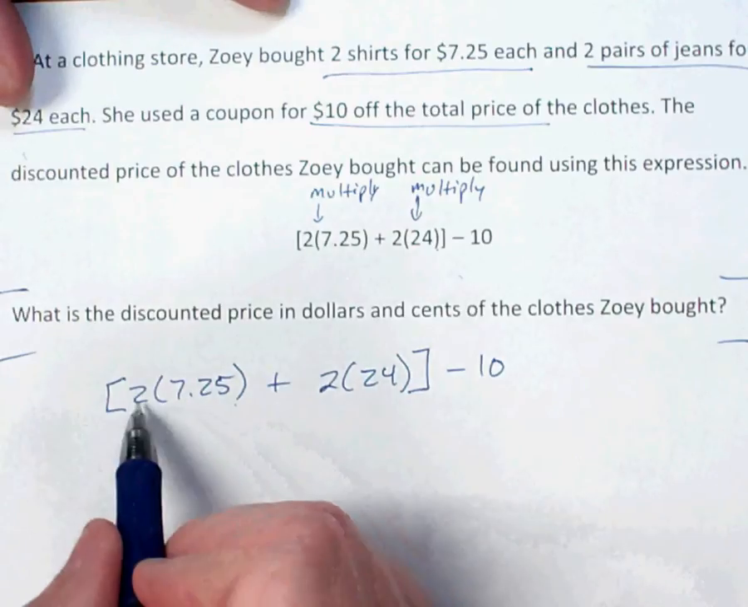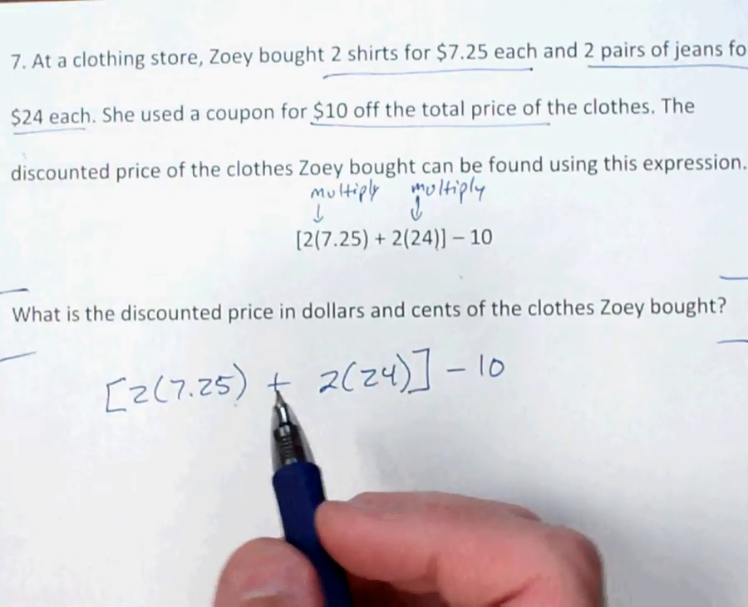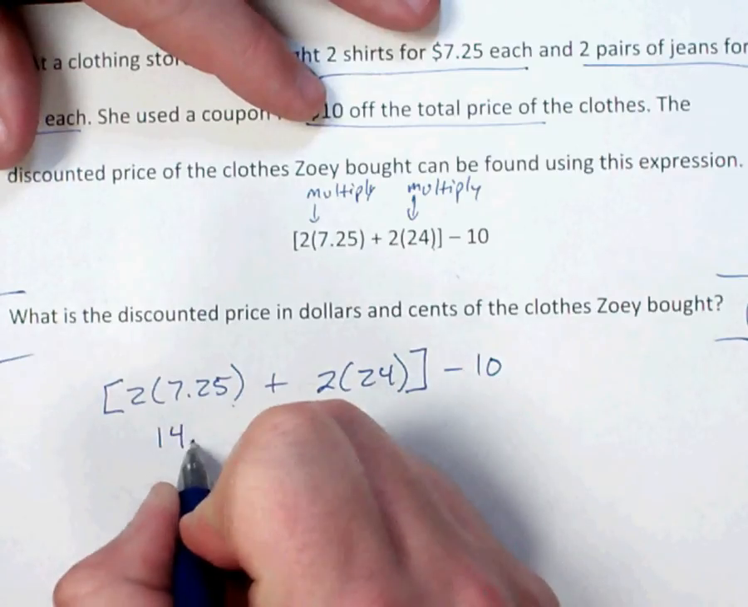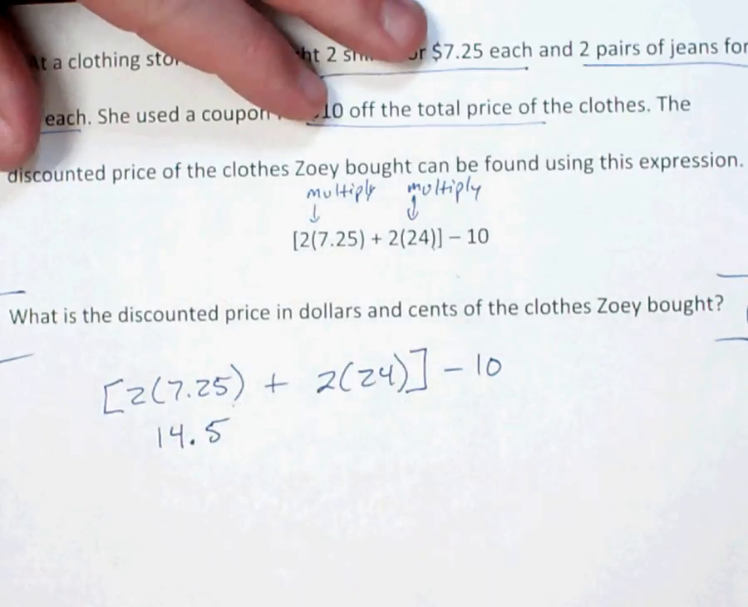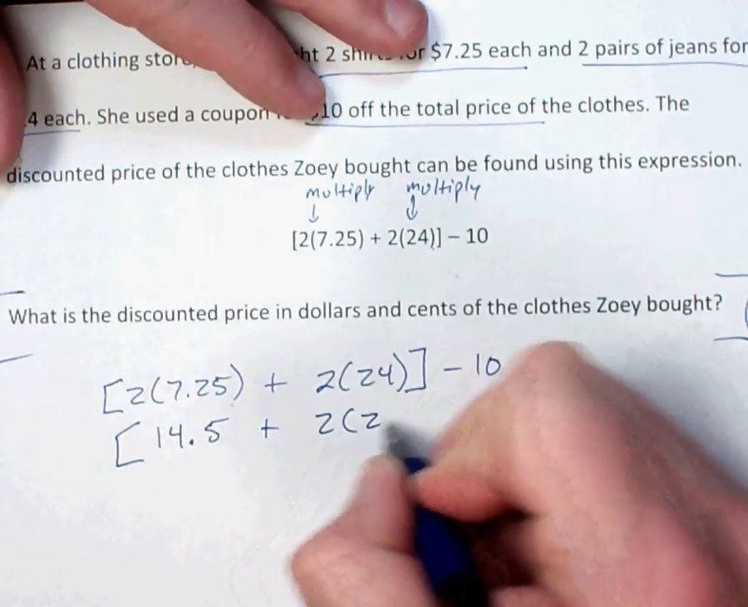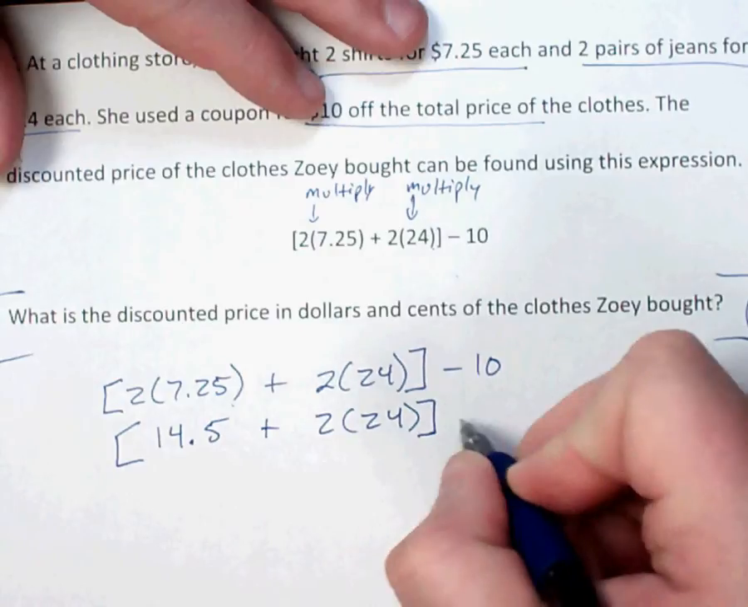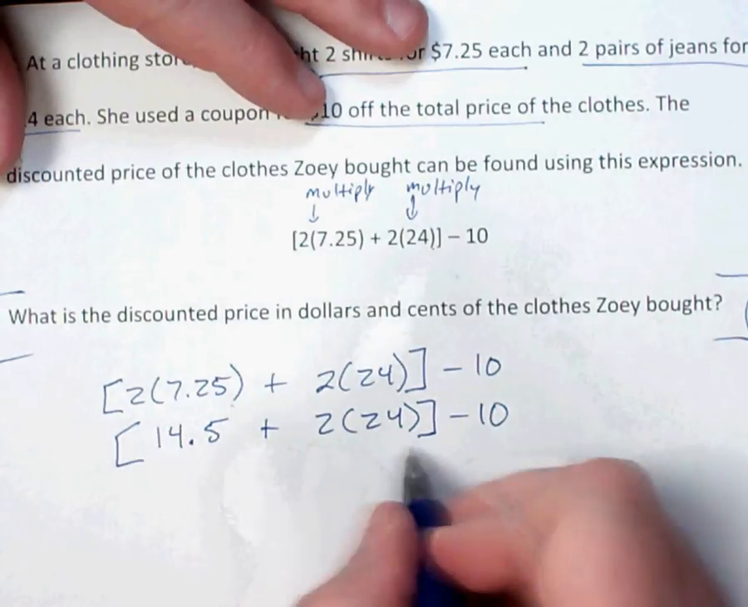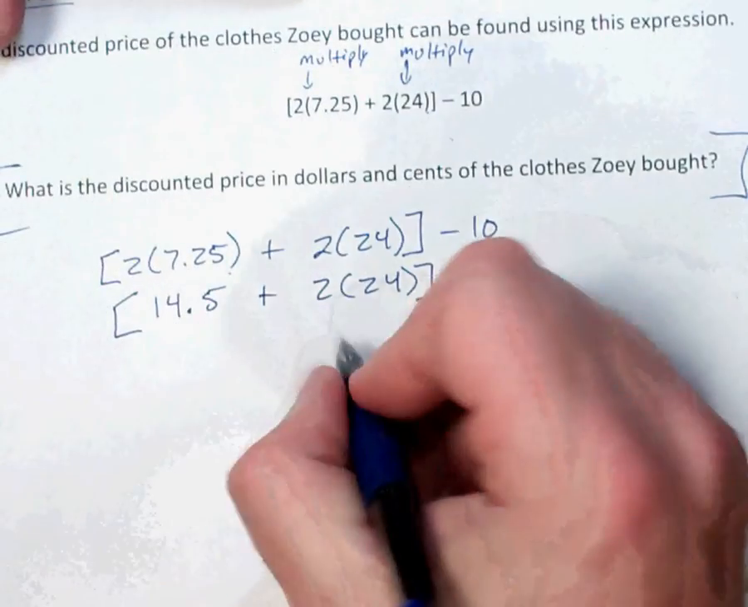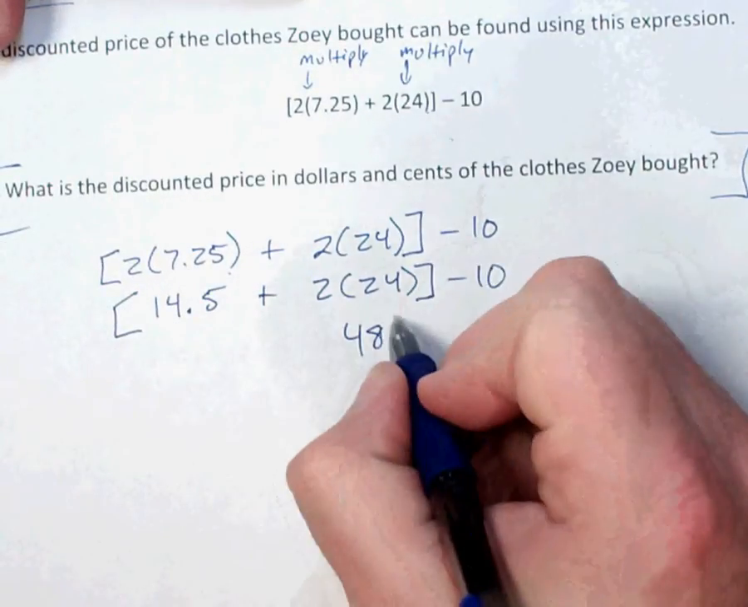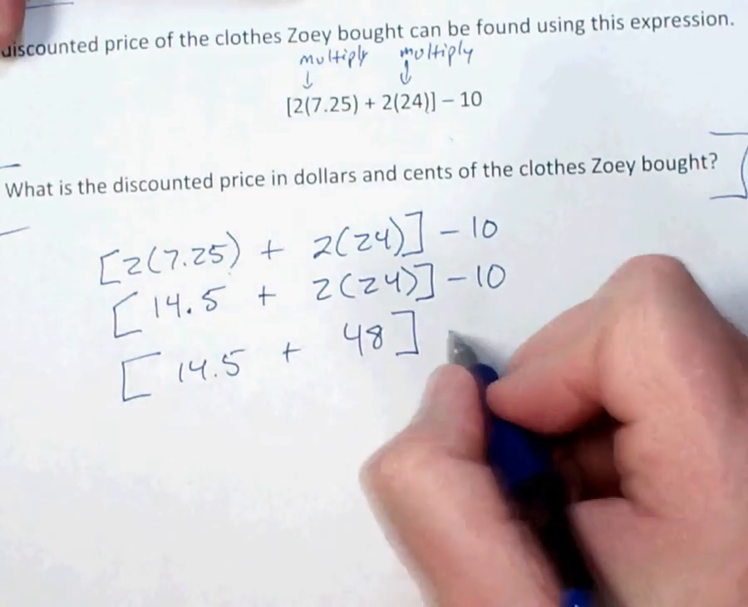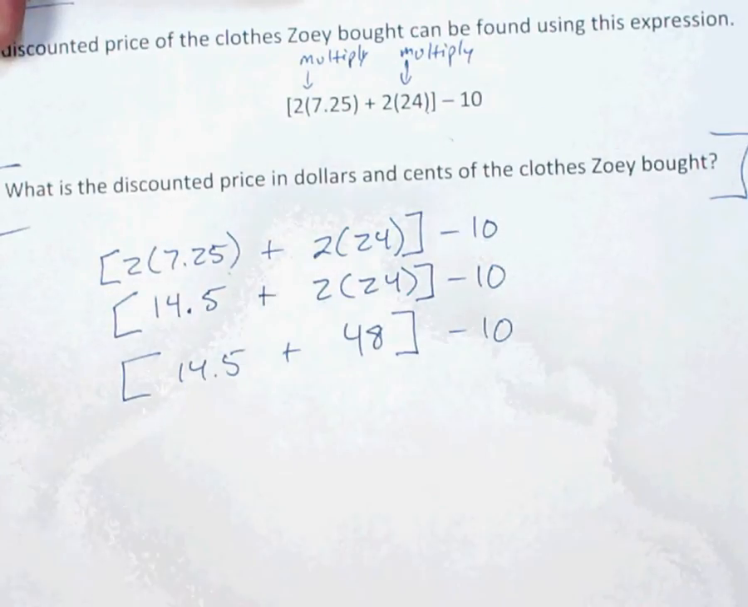So I'm going to multiply 2 times 7.25, which for time's sake, I'm just going to tell you is 14.5. And then I'm going to rewrite. Next step, I'm going to multiply 2 times 24, which is 48. And then I'm going to rewrite. Then I'm going to add 48 and 14.5.